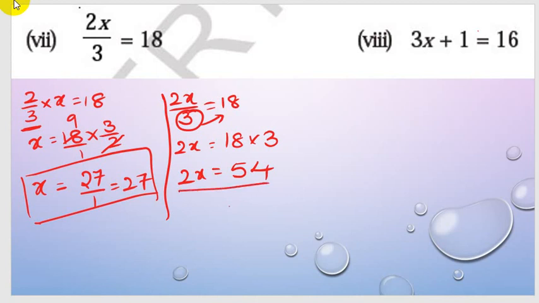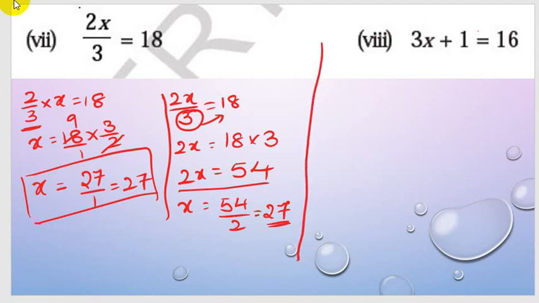Next, this is the condition which we have already done in the starting questions, right? So x is equal to 54 divided by 2. In the 2 table, 54 gets cancelled 27 times. So the answer is 27. In both cases you are going to get the same answer. Whatever approach we use, we get the same answer, right?